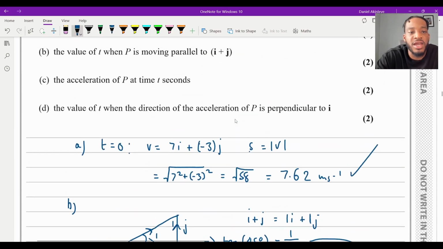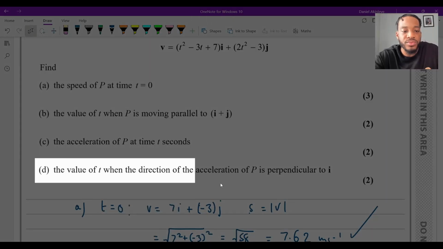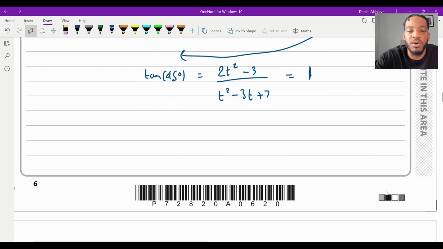That's part C. And then what does it ask us for part D? It says find the value of t when the direction of the acceleration of P is perpendicular to i. So let me just copy this here as well, so we don't need to keep going up and down.